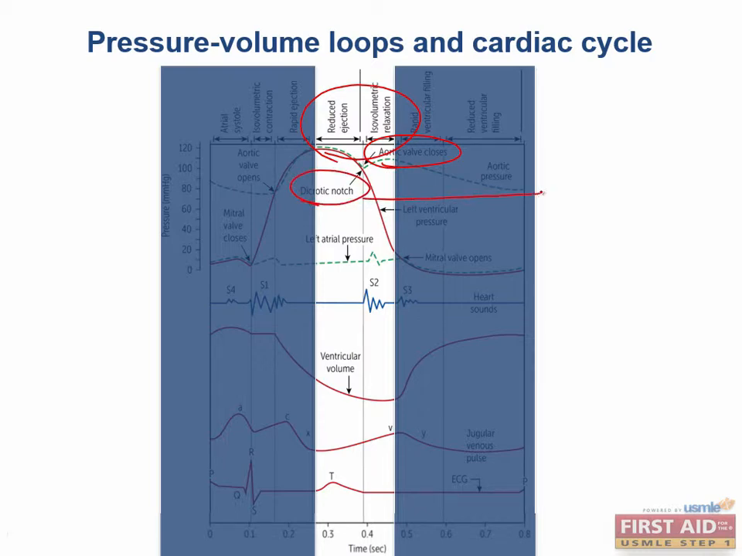Well, dicrotic, first of all, means 2 beats. So this little drop here, we'll draw it out, it looks like a V. This is the dicrotic notch. It is created from the regurgitation of a tiny bit of blood into the left ventricle as the aortic valve closes.